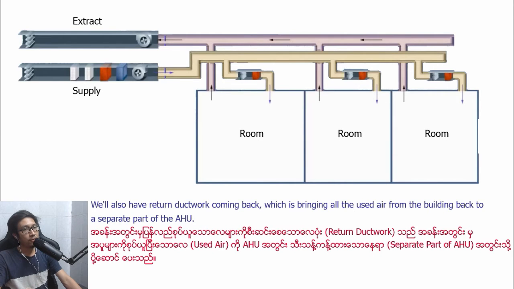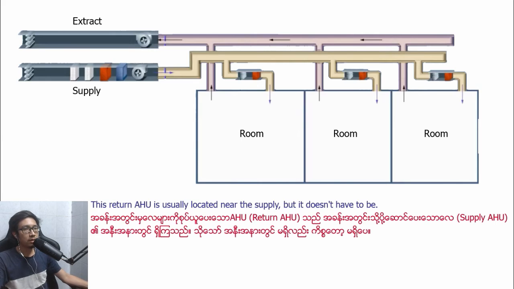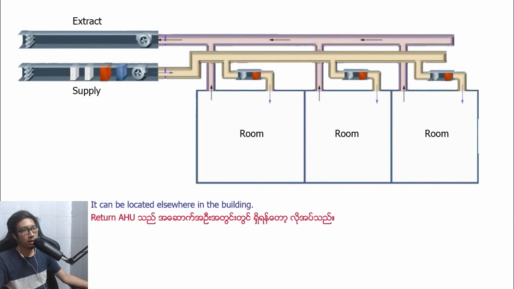We also have return ductwork coming back, which is bringing all the used air from the building back to a separate part of the AHU. This return AHU is also located near the supply, but it doesn't have to be. It can be located elsewhere in a building.